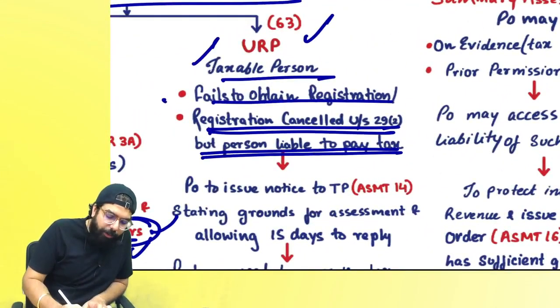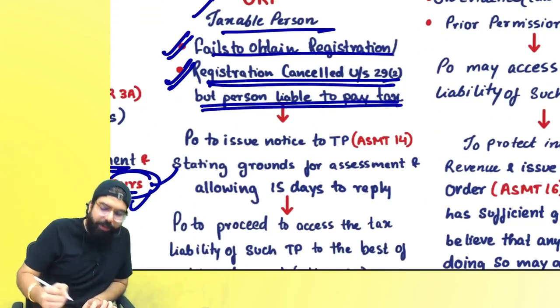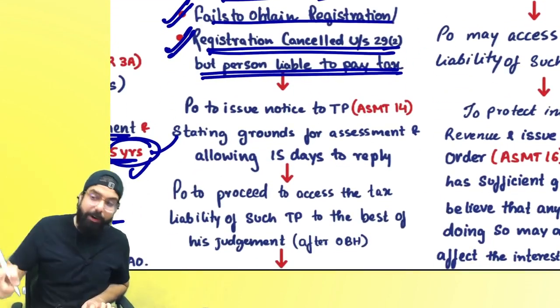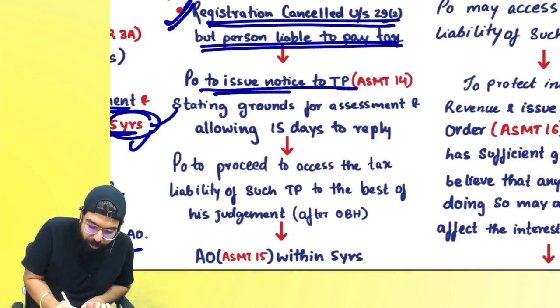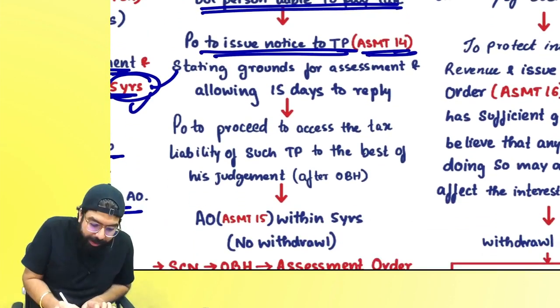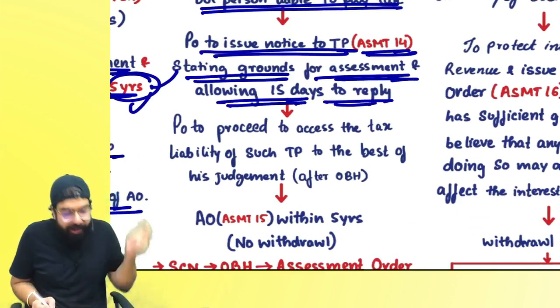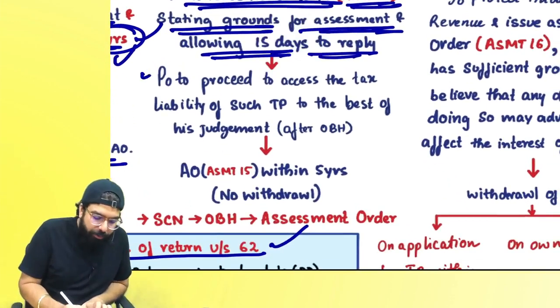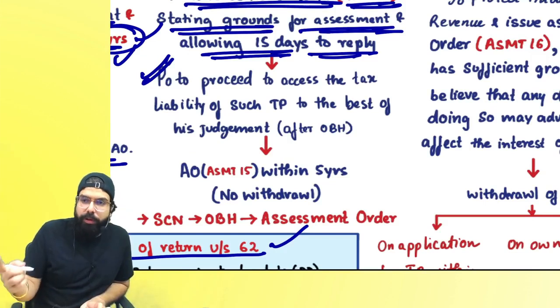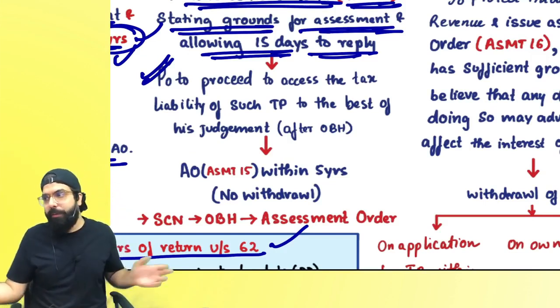So, if you are a taxable person who has failed to take registration, or whose registration was cancelled by the proper officer but you are still liable to pay, then he will issue you a notice, state the grounds for assessment, and allow you how many days, everyone? 15 days to reply. Now, reply within 15 days. If he finds your reply valid, then okay.